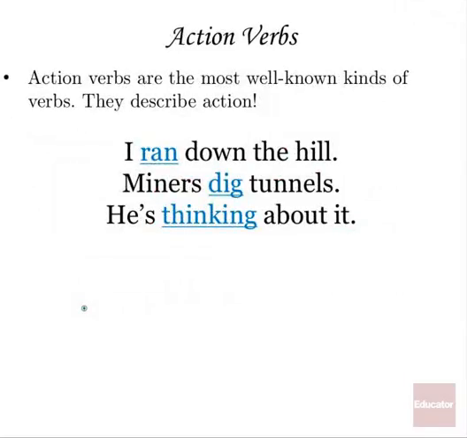All right, to begin with, action verbs. Action verbs are the most well-known kinds of verbs. They describe action. I ran down the hill. Miners dig tunnels. He's thinking about it. Note that action verbs do not always describe physical action. Thinking is an action too. So, if someone's doing something, whether it's with their body or not, it's probably an action verb.